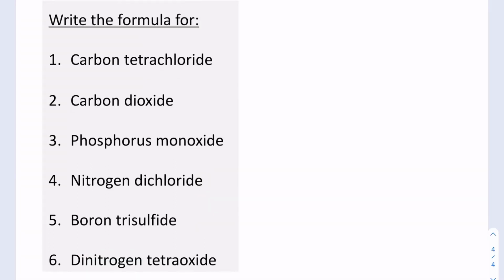Here we have some examples. So carbon tetrachloride suggests 1 carbon and 4 chlorine. Carbon dioxide, as I mentioned, CO2. Phosphorus monoxide, phosphorus is P, monoxide, so 1 oxygen. Nitrogen dichloride, so 2 chlorine.